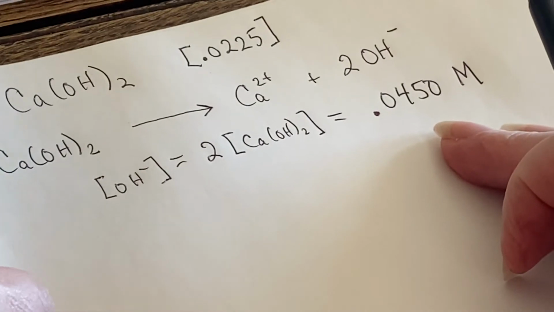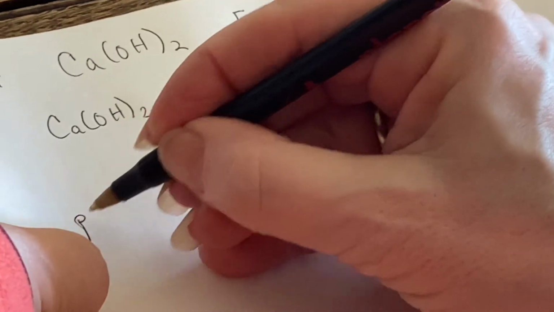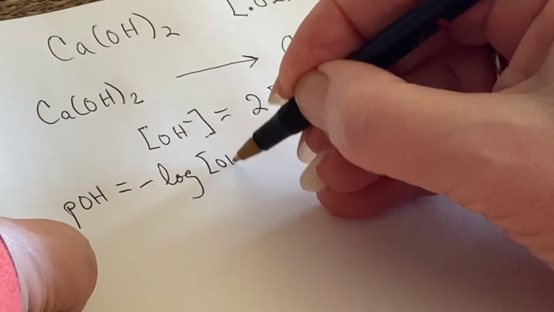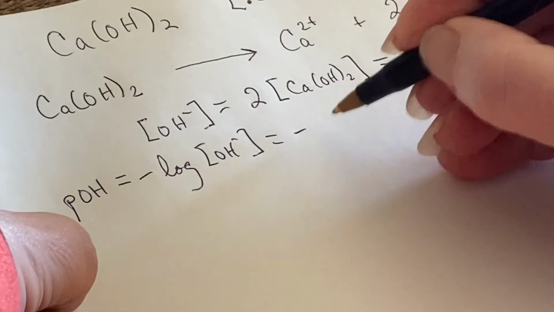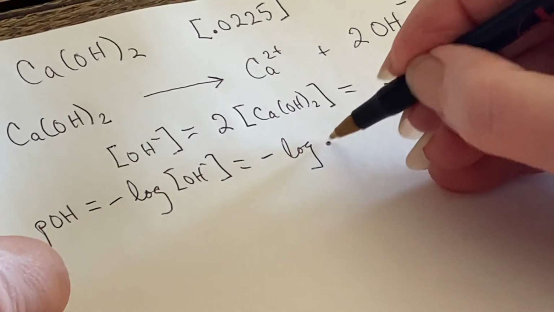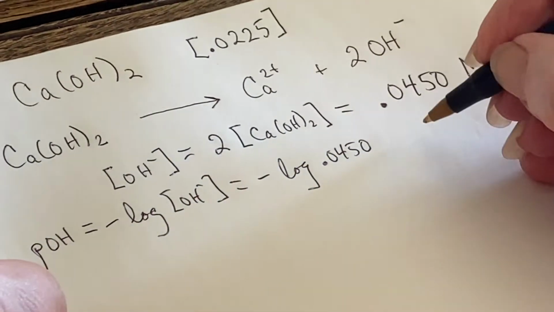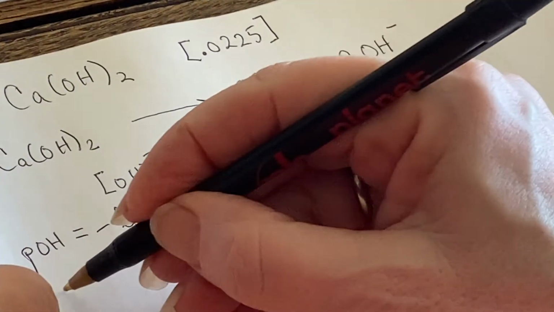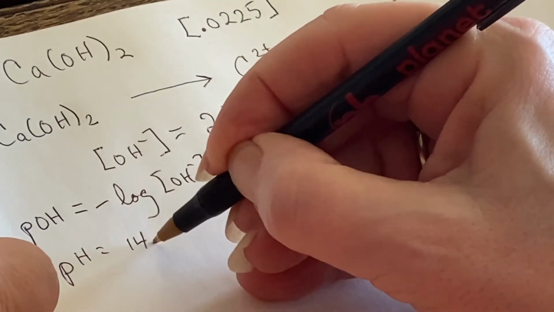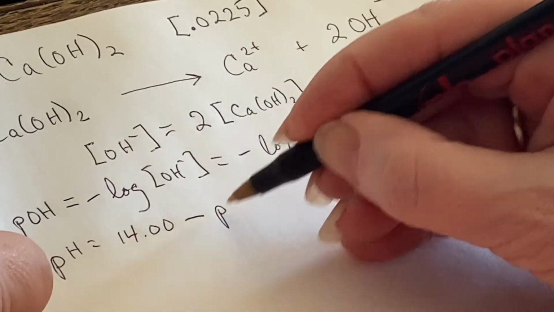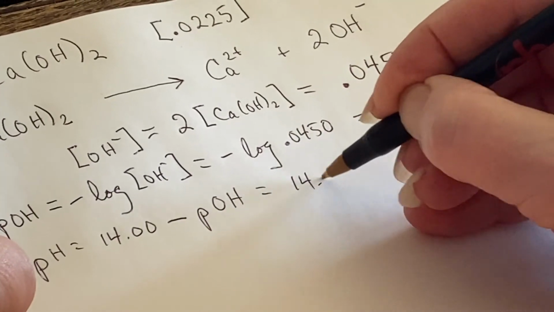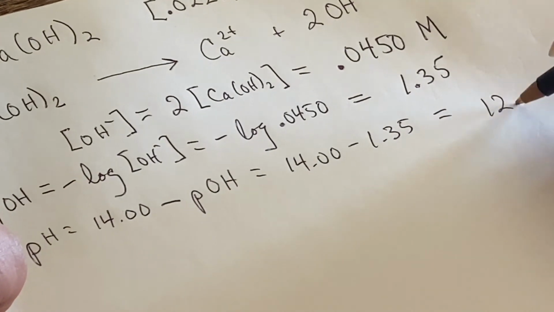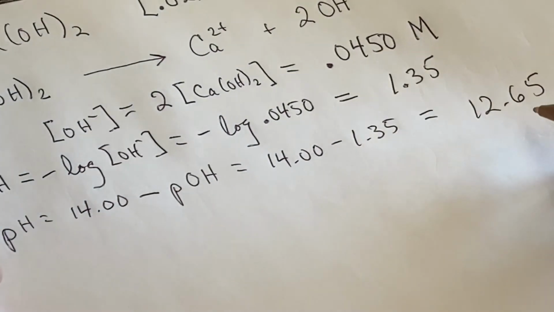If I know the concentration of OH, I can figure out the pOH: minus the log of the OH minus. So minus the log of 0.0450. Your calculator will spit out a 1.35. The pH is 14 minus the pOH. So 14.00 minus the 1.35. Wow, 12.65. Yes, that's a very basic solution.